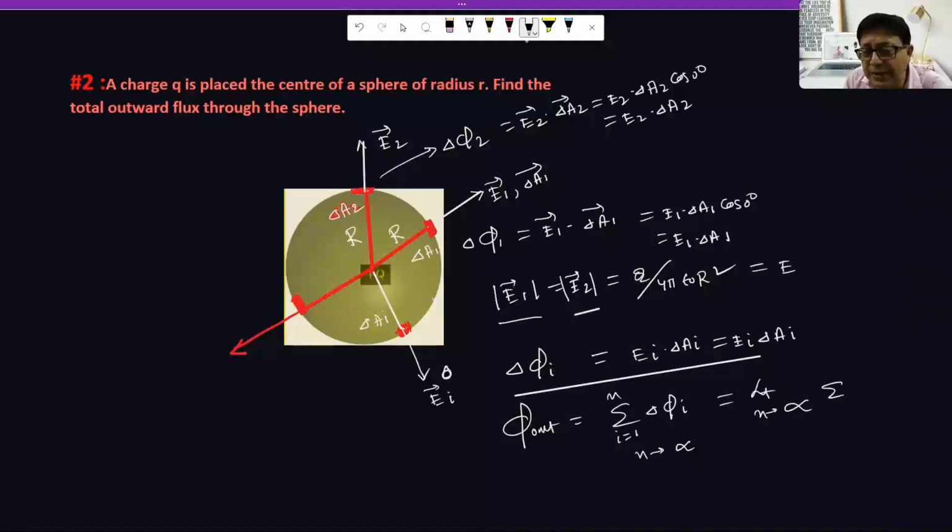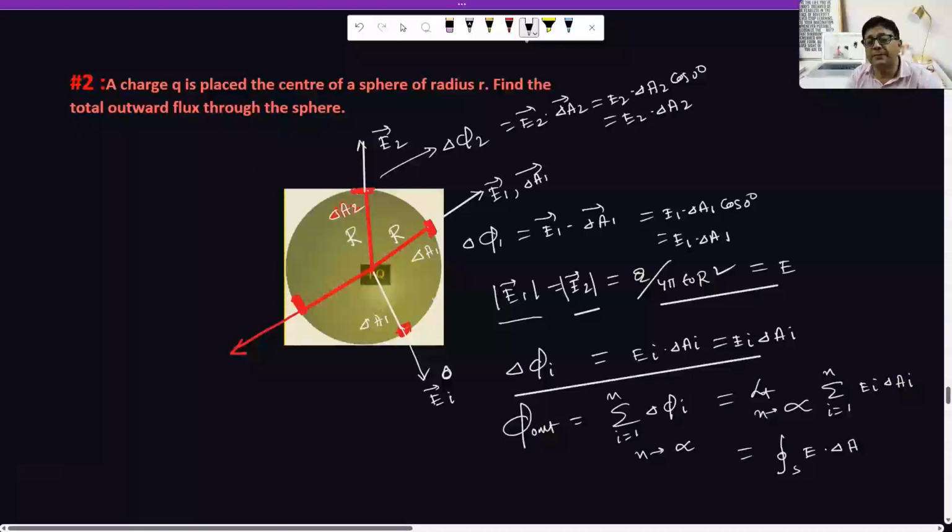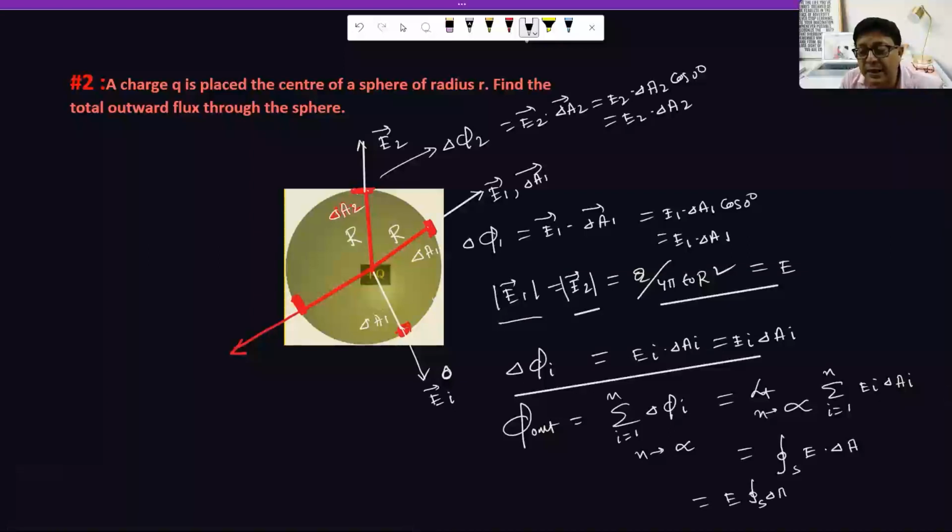If you don't take the limit, it doesn't matter. You have to write the answer only. Don't worry if you are not habituated with this. You just write E i delta A i, which is nothing but the integration of E dA over the whole surface. E has this value Q by 4 pi epsilon 0 R square. All parts are lying on the surface of the sphere, so the electric field strength has this value only. You take E outside the integration, integral over S of dA.